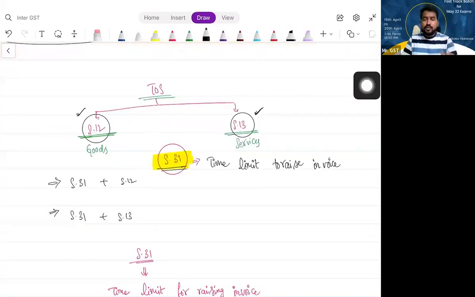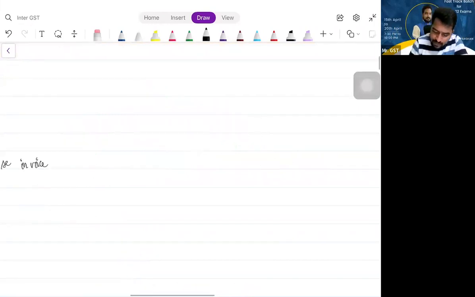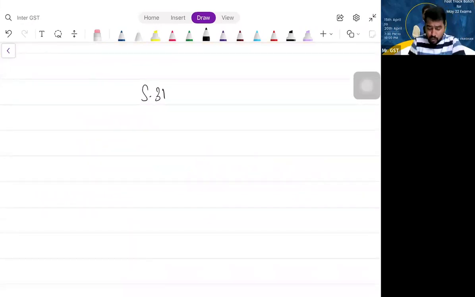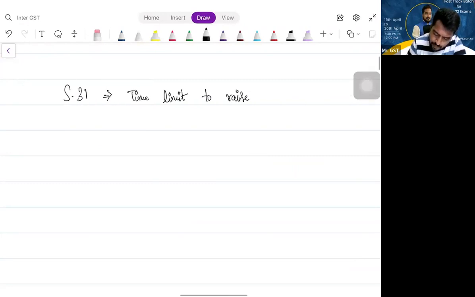Is that clear? Our discussion will be like this. First, we'll discuss section 31. Section 31 is nothing but the time limit to raise the invoice. For what? Goods or services? For both. What is section 12? Time of supply for goods, correct?